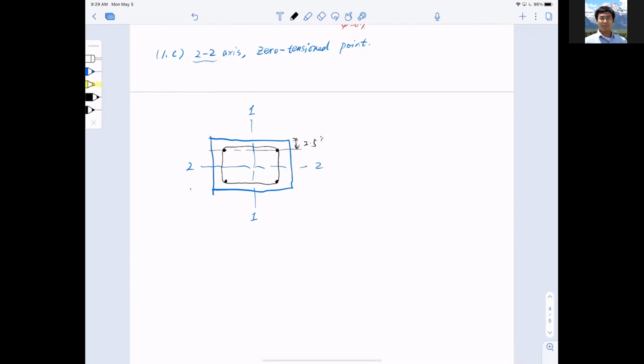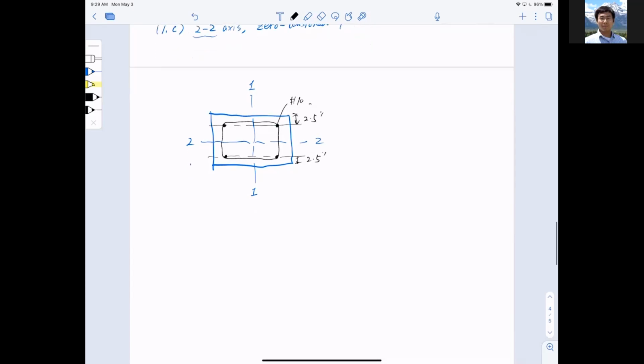Now the concrete cover is right here, 2.5 inches. And these are the 4 number 10 bars. Now this is zero tension. Remember, zero tension.